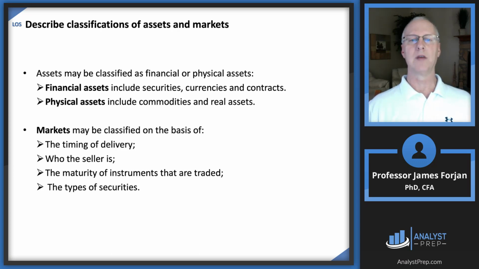Markets are typically classified on the basis of a couple of different variables. The first one is timing of delivery. Sometimes you can deliver the asset today, sometimes you can deliver it tomorrow, sometimes you can deliver it in a month or a year. They're classified based on who the seller is, the maturity date of the instrument. Remember that equities, they don't have a maturity date, but bonds, they all have maturity dates, whether it's 1 year, 5 years, or 10 years. And then by type of securities.